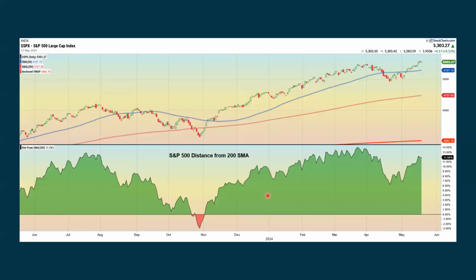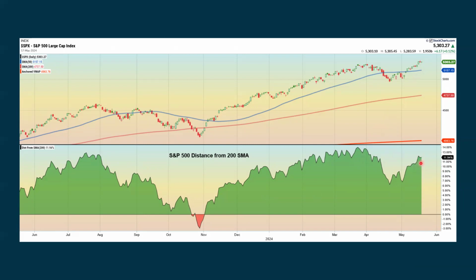And just to keep an eye on how far above or below are we from the 200-day simple moving average. Right now, we're 11.94% above the 200-day moving average. Now, you can look at this chart and go, we're setting all-time highs with the S&P, but we're seeing what could be interpreted as a negative divergence since we're making a lower high.